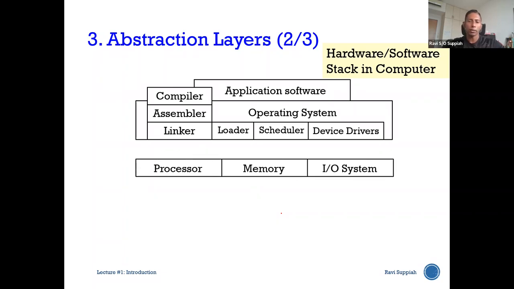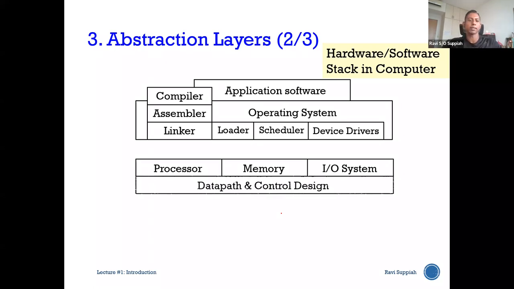Now, how about at the lower level? Eventually, whatever software I'm executing right now is running on the processor on my board. In my case, it's an Intel i7, so it's running on that processor core. I have some memory, and I have my input-output system, which is my keyboard, my monitor, and so on. So I have this low-level hardware that is still on my PC.